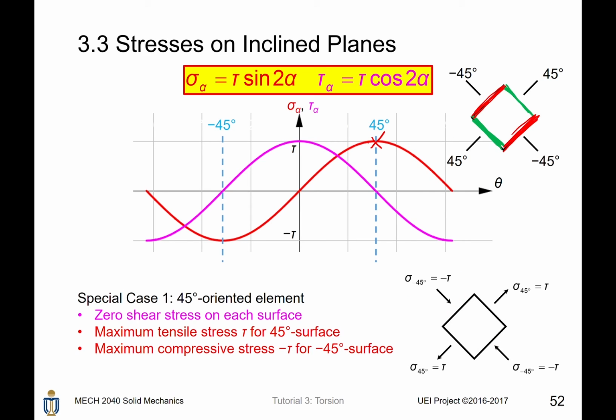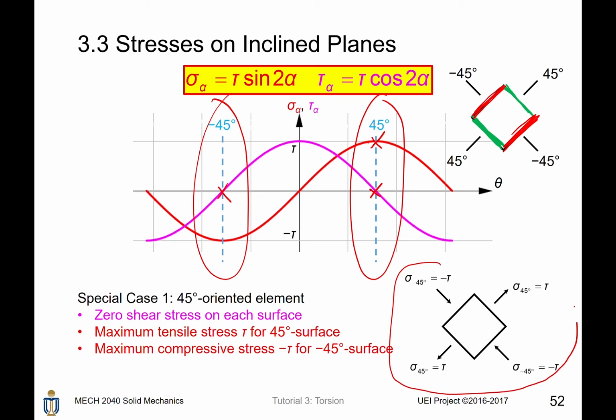Besides, we observe that for both of these two angles, consider the purple curve representing the shear stress. There is no shear stress at those two alpha values. That means for the entire stress element, there is no shear stress acting on it.